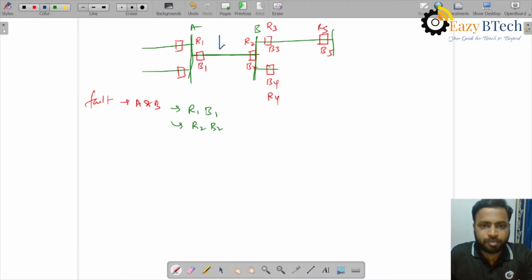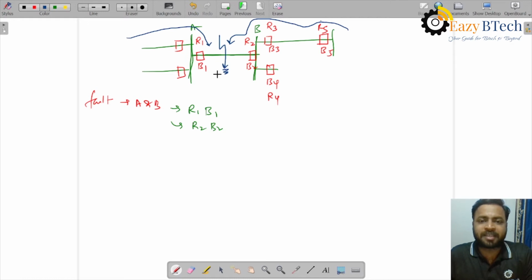Let us suppose there is a fault here. Let us take it as a mesh system. The fault may be fed from this direction, or from the other direction; sometimes one direction, or both. If there are multiple generators and it is a ring kind of system, then the fault might be fed from both ends. That is the reason we have kept two breakers here. To isolate this fault, both relay R1 with B1 as well as relay R2 with B2 should operate.